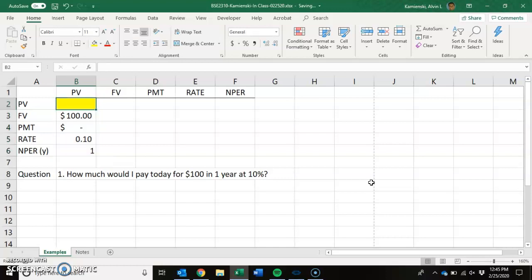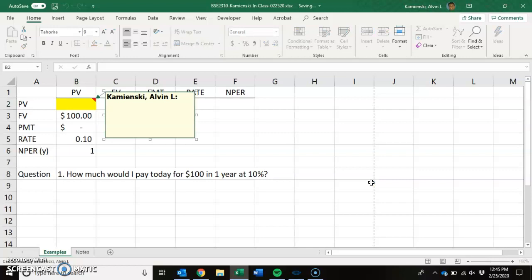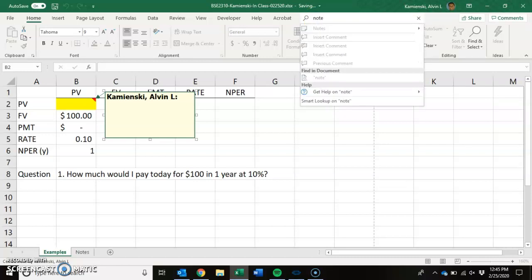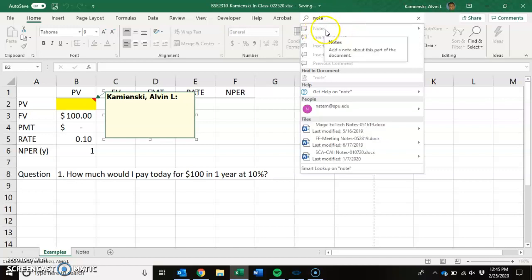Up here then, I'm going to hit Shift F2. For you, I think it's called insert a note or insert a comment. If you don't know how to do it, I think you can go up in the search bar and type in the word note, and it will give you the option of jumping into a note.